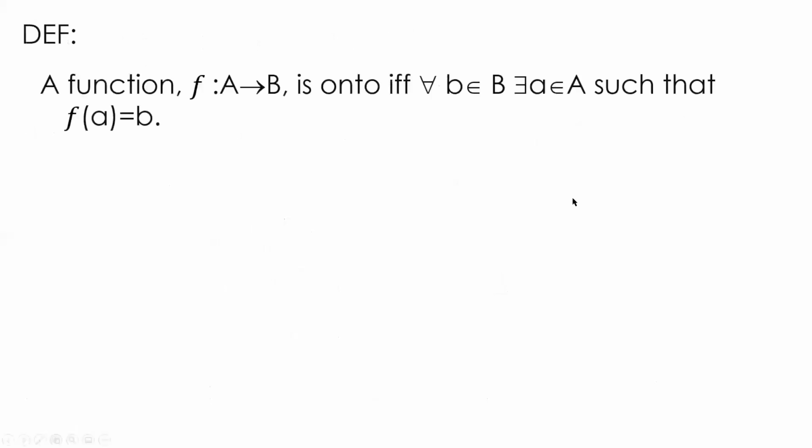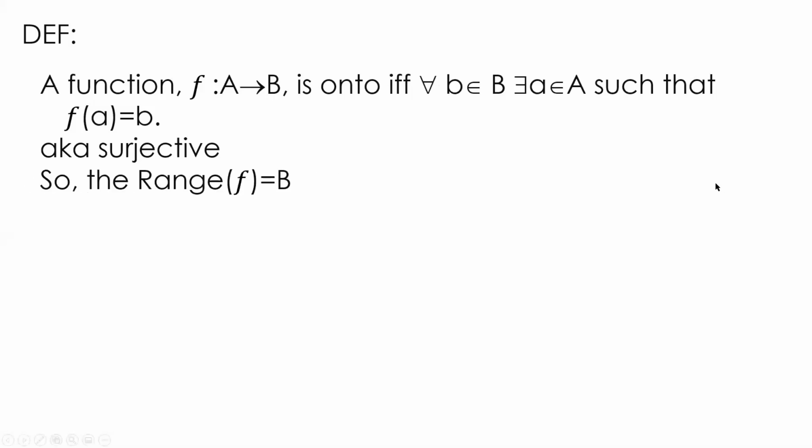So now I want to look at the formal definition of onto. A function f going from A to B is onto if and only if, for all little b in big B, there exists an a in big A such that f of a equals b. This is also referred to as surjective. If you know any French, surjective, sur means on. So you're kind of mapping onto B. Onto means all of B is going to be in the range. So let's look at one of these theorems.